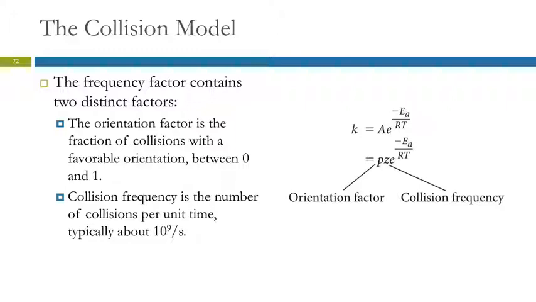So we can take this k equals A e to the minus Ea over RT, and we can break A down into P times Z. So you could say that A is equal to P times Z: an orientation factor and a collision frequency. Any questions?